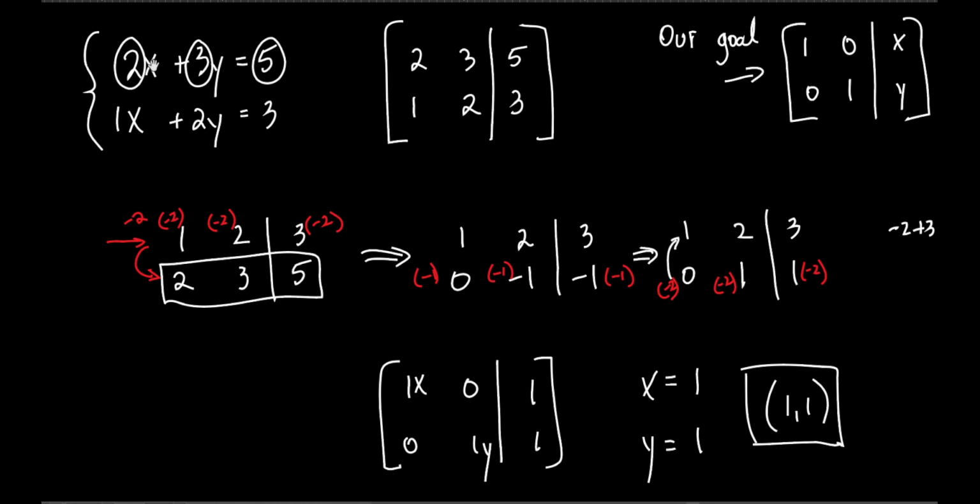So x is 1, correct? And y is 1. So 2 times 1 is 2. 3 times 1 is 3. 2 plus 3 is 5. Yep, that works. Let's put a 1 in for both of these. 1 times 1 is 1. 2 times 1 is 2. 1 plus 2 is 3. Yep, it does work, doesn't it? So it absolutely works. Question?